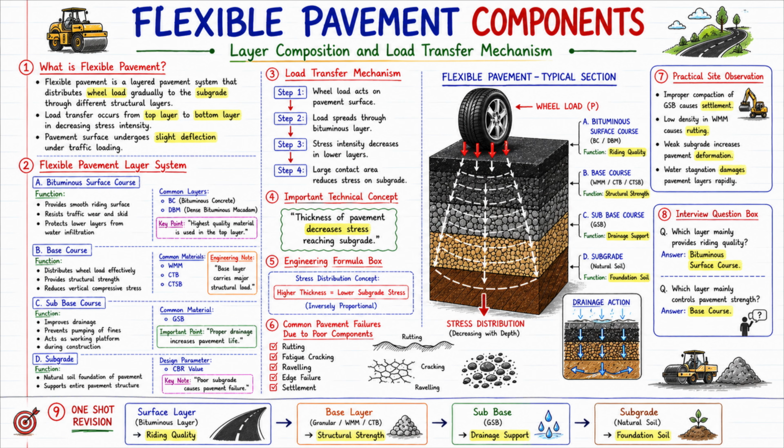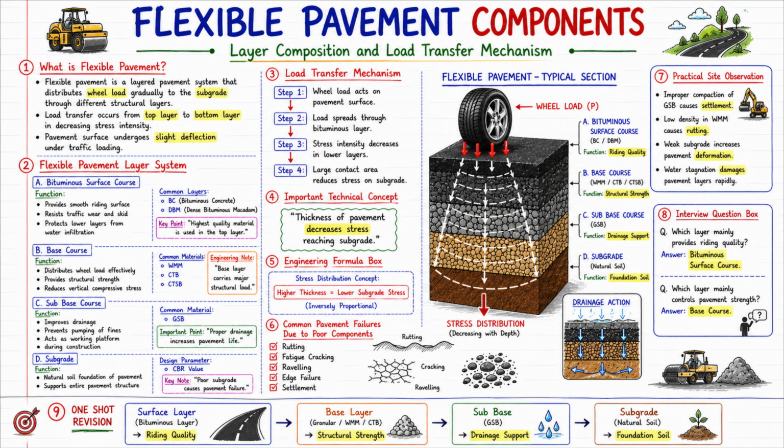Now let us look at the fourth topic of the slide. Four important technical concepts are written here. Thickness of pavement decreases stress reaching subgrade. Now what does this mean? The stronger and thicker the pavement, the less stress will go down to the soil. Now look at the formula box. Engineering formula box: higher thickness, lower subgrade stress. Now this is the entire structural design logic.